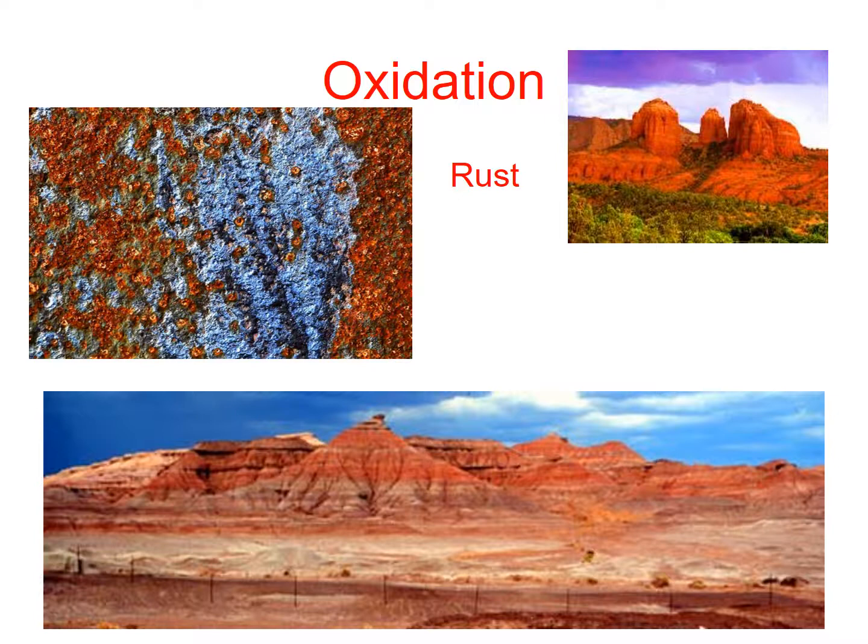Oxidation is the same as rust. Anytime you see red rocks or red dirt, like on a baseball field, that's oxidation happening because of the exposure of the iron in the rock or the sediment. It's actually rusting, it's turning into rust. And so that's a chemical reaction too in the breakdown of rock.